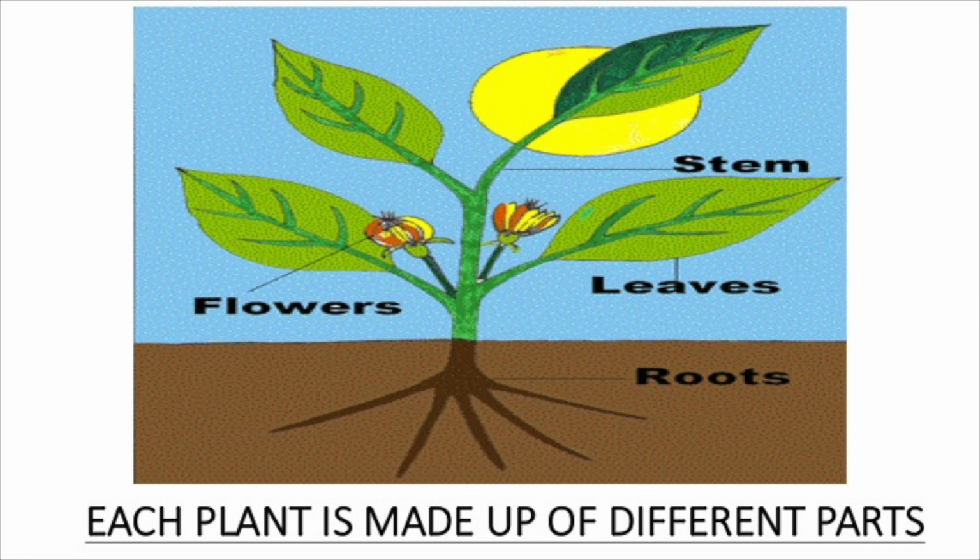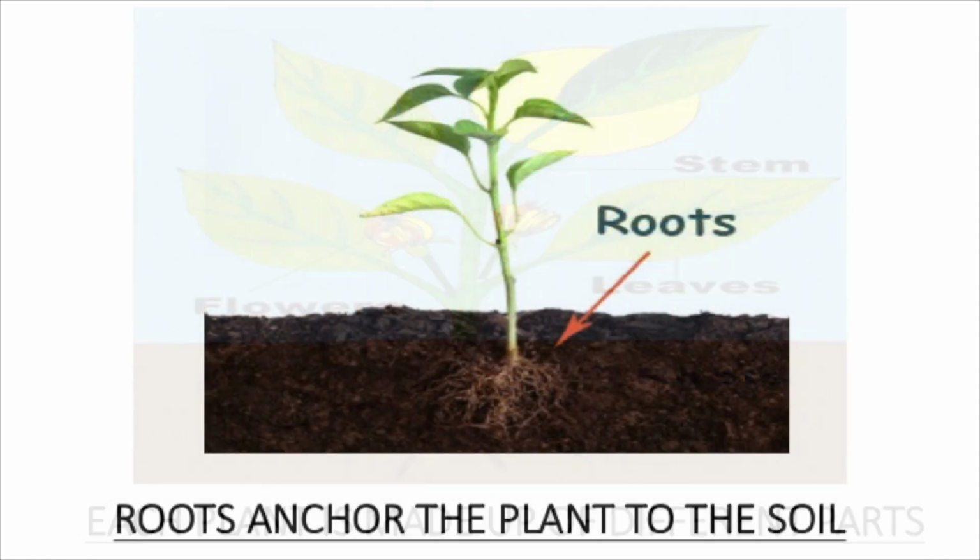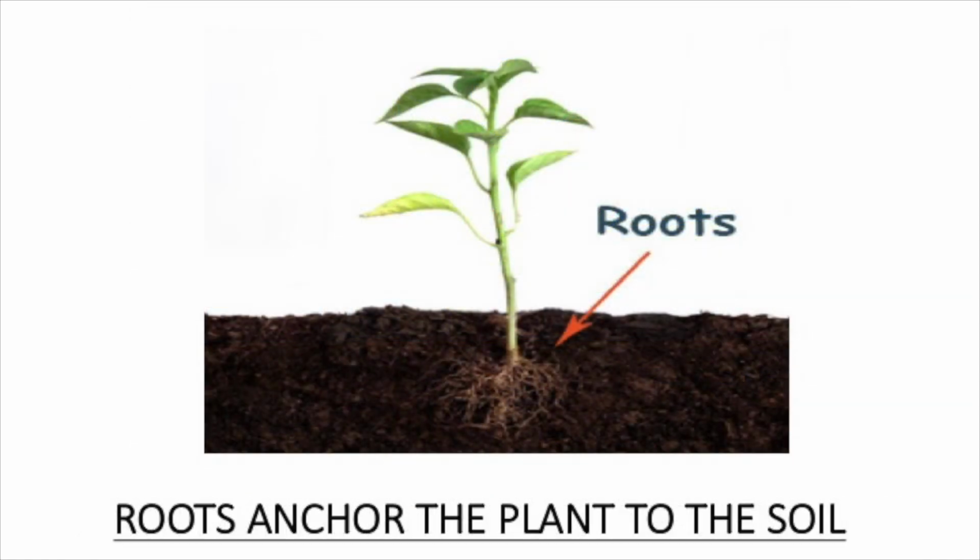So now looking back at plants, each plant is made up of different parts. Remember the exercise we did so that we could learn the different parts? We had flowers, stem, leaves, roots. Roots anchor the plant to the soil. You can see here the roots you normally can never see because they're underground in the soil. And these are the roots here. They will keep the plant safe in the soil.